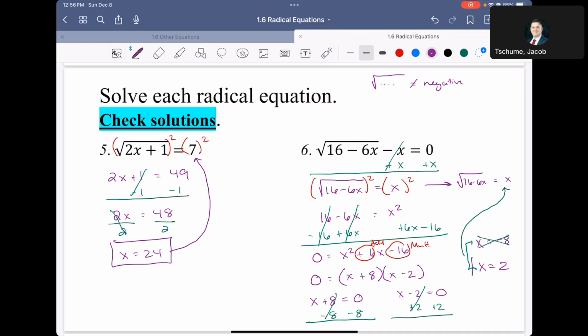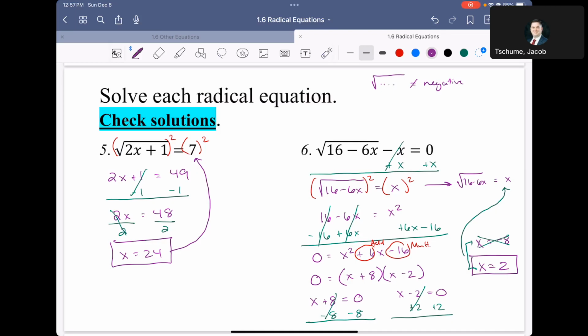So even though the mathematics had us find two answers, which is correct, you have to check your solutions whenever you're solving radical equations. That's why I'm going to stress it a lot, because I know that if anybody makes a mistake on the test, it'll usually be because they forget to factor or to check their solutions at the end.